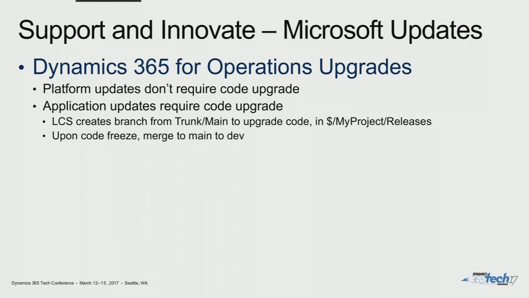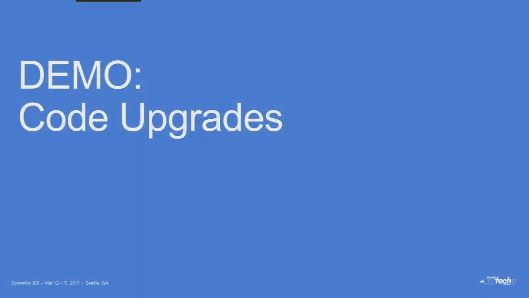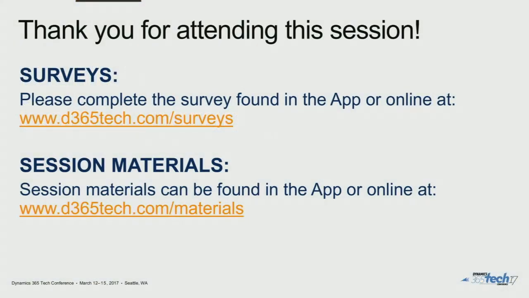So that brings us down to the code upgrades. For the platform updates, no code upgrade is necessary. For the application updates, the large ones, you will have to do a code upgrade. I would say even with extensions, we'll probably have to do that. I think we already talked about the branching of the code upgrade releases. I showed you that earlier, and I showed you that code branch already.